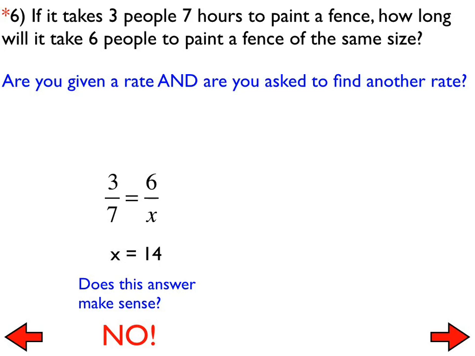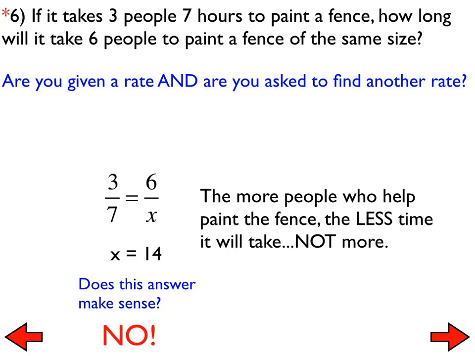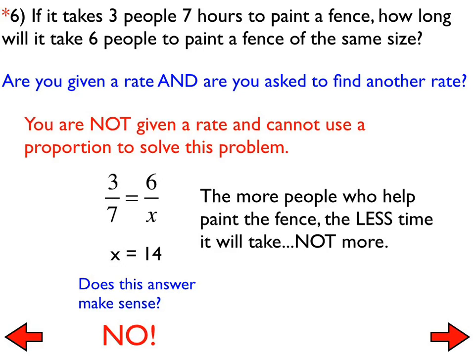So we can't use a proportion to solve this. We'd have to come up with some other mathematical way. Because the more people who help paint the fence, the less time it will take, not more. So we need to double check to make sure that our answer makes sense. Just because you see 3 numbers in a word problem, that does not mean automatically that you can use a proportion to solve it. You have to check to see if you are given a rate or not.